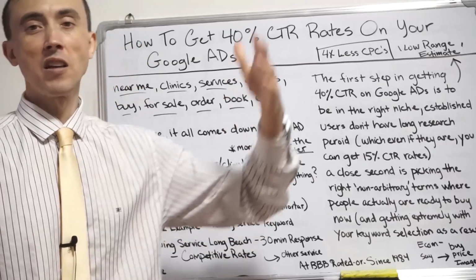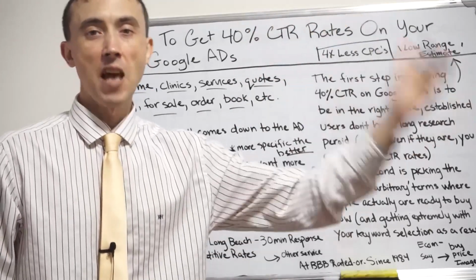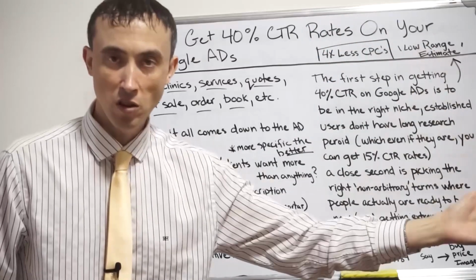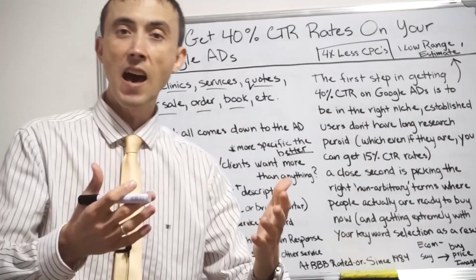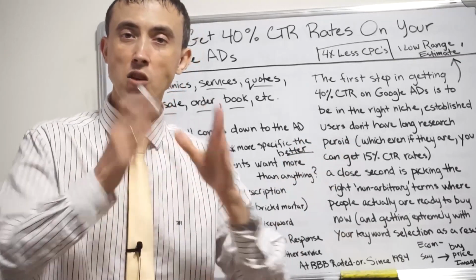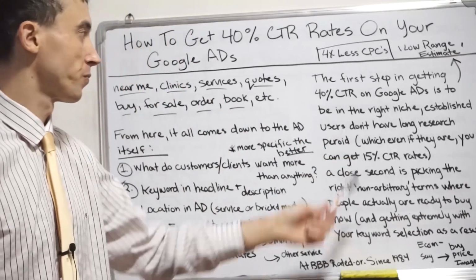But if you're in a market like towing services, that's an established market. People that search for towing services know what they're searching for, why they're searching for it. And therefore, with the right ad that gives people exactly what they want, you can get a 40% click-through rate.